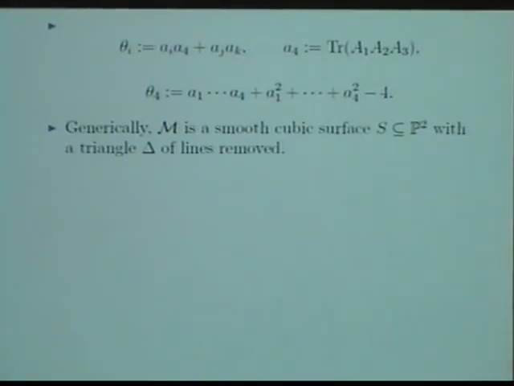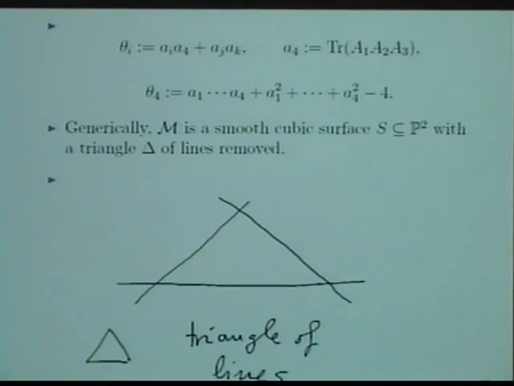The point is that generically, as you vary your semi-simple classes, what you get is a smooth cubic surface in P2, and it has a triangle of lines removed. So here's my little picture of just 3 lines that meet in a triangle like that. Sorry? P3, thank you. Oops.